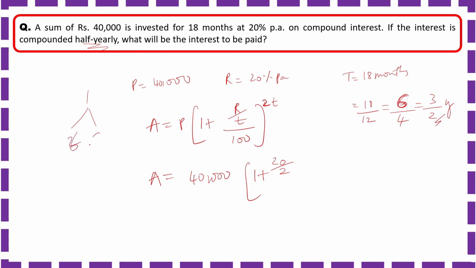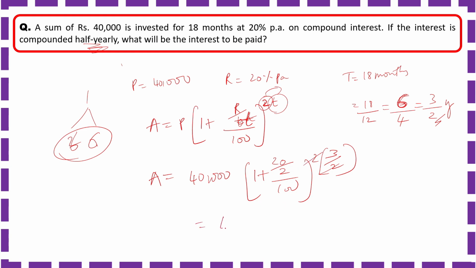6 and 6. So by 2, by 100 into 2. Why have we taken n as 2 here? Because it is half yearly, right? So here n will be 2. So here t is 3 by 2, and let us cancel these 2 and we will get 40,000 into, so take LCM, we will get 11 by 10 into 3.